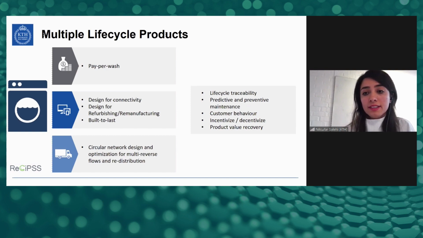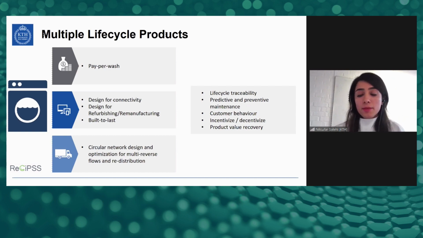So they need ICT devices, information and communication devices and tools, to have life cycle traceability, so they can provide a better predictive and preventive service to their customers, because pay-per-wash is a service-based and service-oriented business model. They also can have information about customer behavior, so they can incentivize or disincentivize their customers, so they can improve the environmental and also economic performance during the use phase.